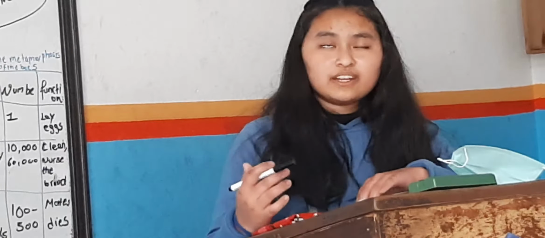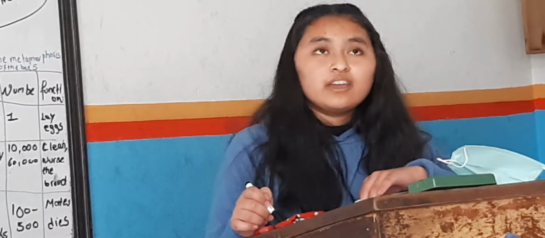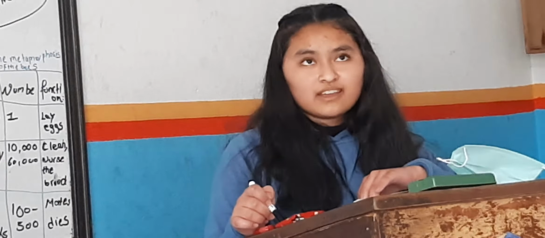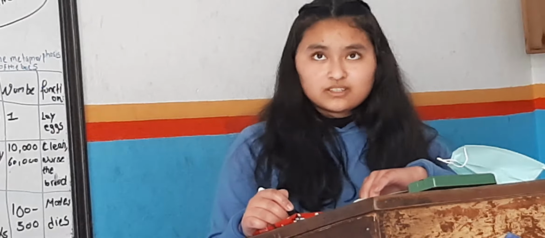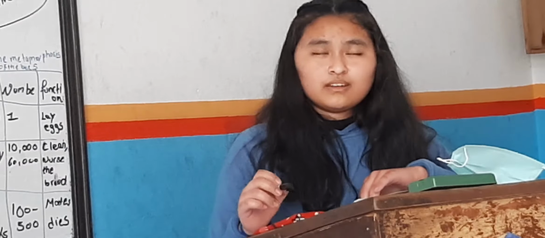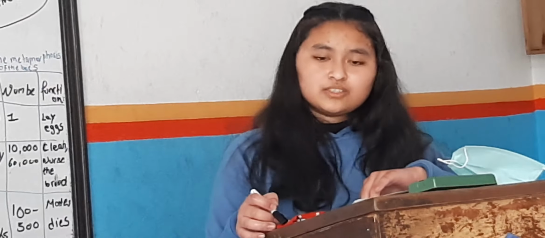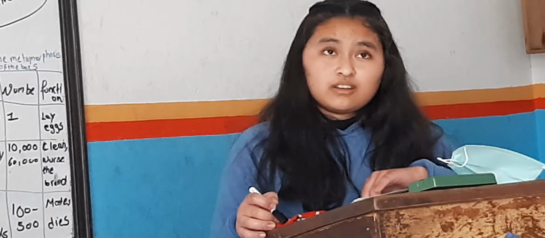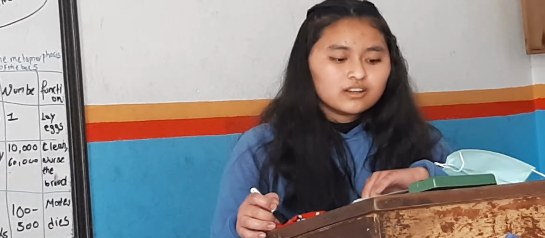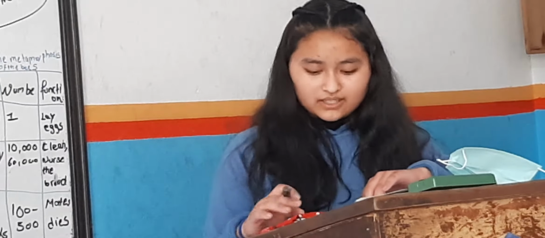Its body is divided into 3 parts, that is head, thorax, and abdomen. Head bears a pair of antennae and a pair of compound eyes. Thorax bears 3 pairs of legs and 2 pairs of wings, whereas abdomen is hairy in nature, which consists of 10 segments.